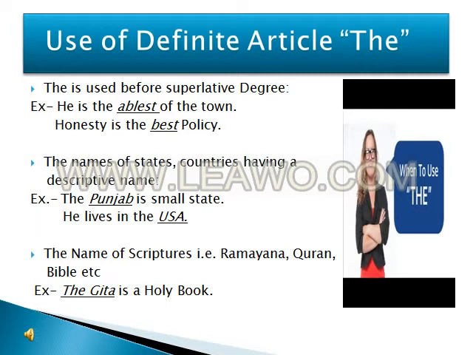The last one, the name of scriptures. Scripture means holy books. Clear? A particular book belongs to a particular religion. For example, Ramayana, Quran, Bible, etc. These are the scriptures. These are the holy books. So before these holy books, we have to always use the definite article the.